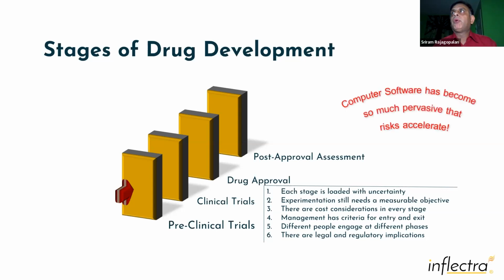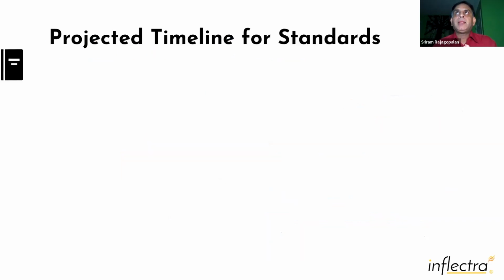And as I mentioned before, computer software has now become so pervasive. There is not a single work today that we are doing without the use of computer software in some shape or form. So it has become so pervasive that anything that we do or don't do that could have an impact is considered a risk, and risks are accelerating far more than what we originally thought. And so we need to really think about how we react to risk. And this is where GAMP really comes into play.